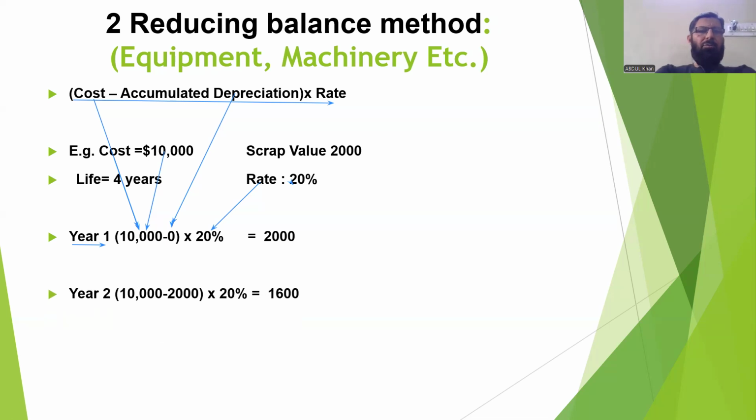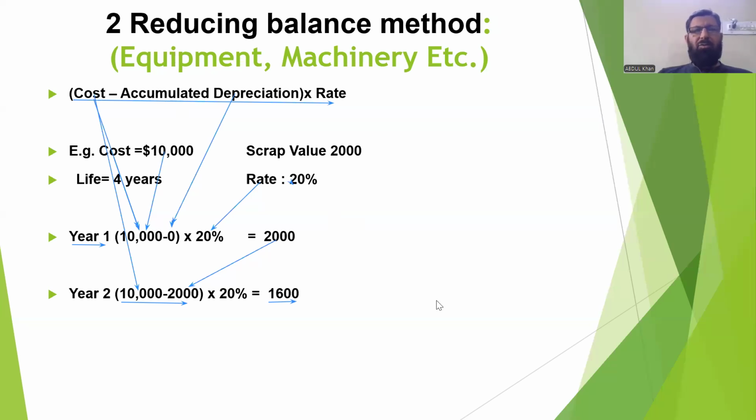Now come to year two. Remember, this is the same cost, 10,000 here and here also 10,000. But you have already calculated 2,000 depreciation, the previous depreciation, so you put it here: 10,000 minus 2,000. When you subtract, you get 8,000. When you calculate 20% of 8,000, you get 1,600. Now we are going to calculate year three.